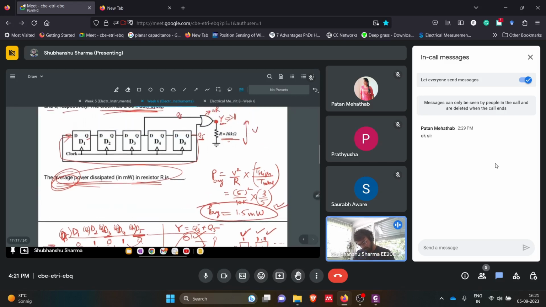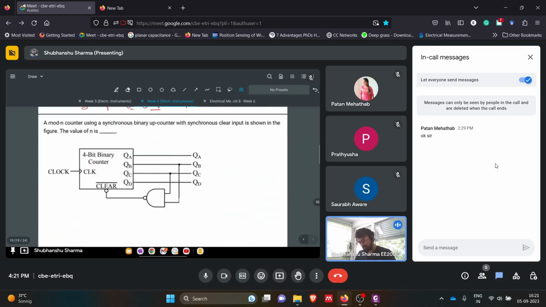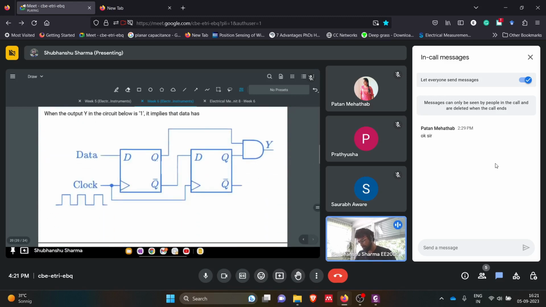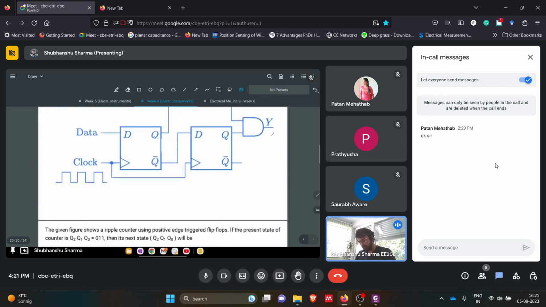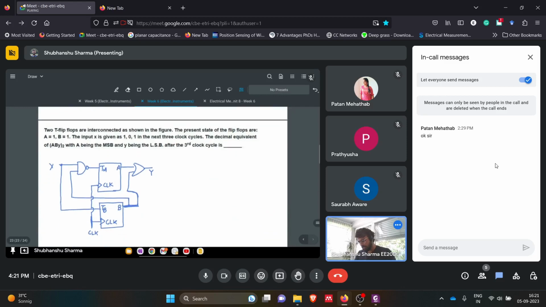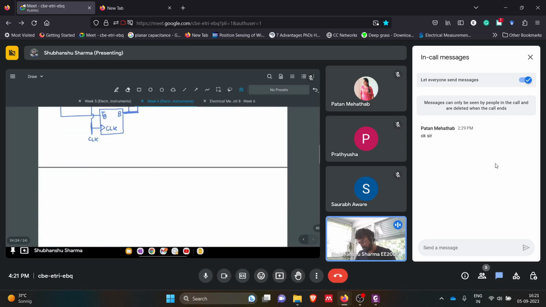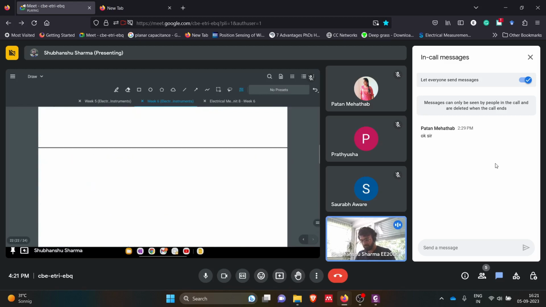So this was the question. I have more interesting questions, like the mod of this, and the output of this, which we have to calculate based on D flip-flops. Then toggle flip-flop questions are there, and then some interconnected toggle flip-flops. All are interesting. So these three we will do in the next class.